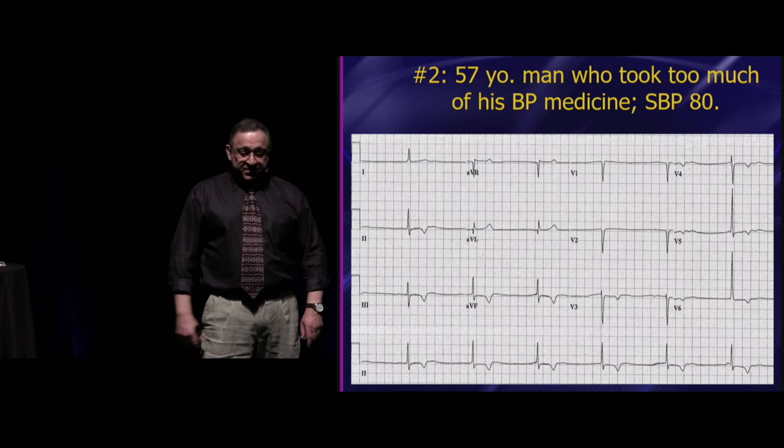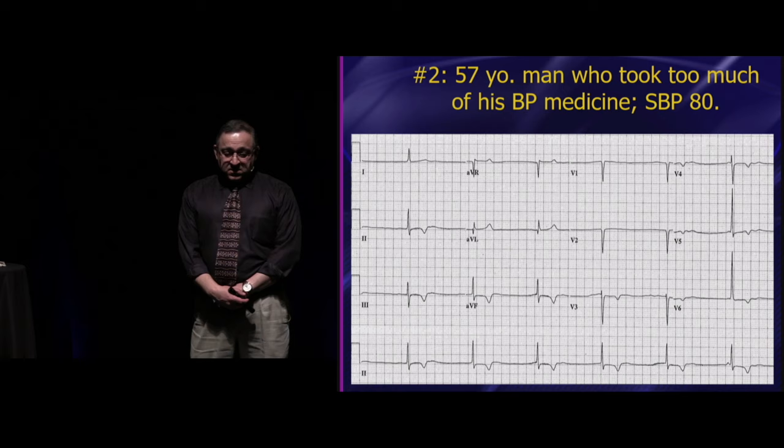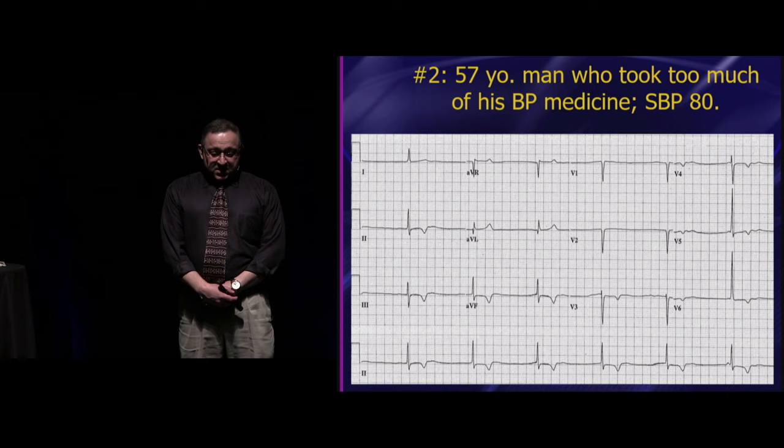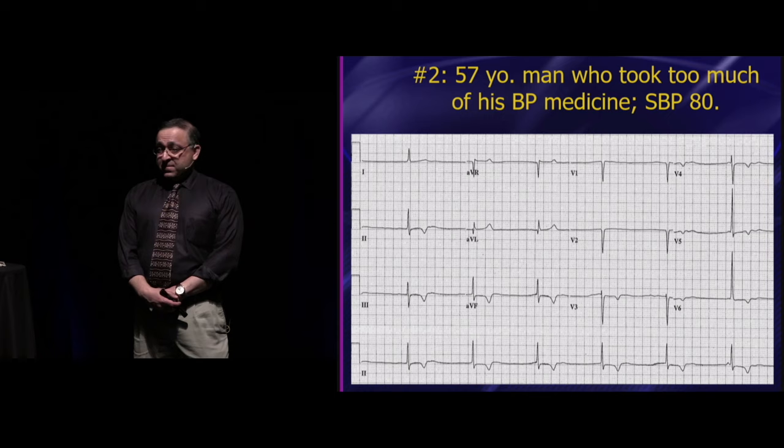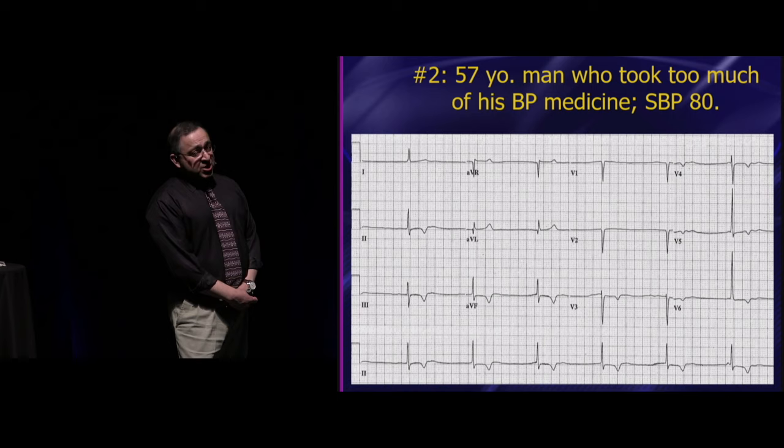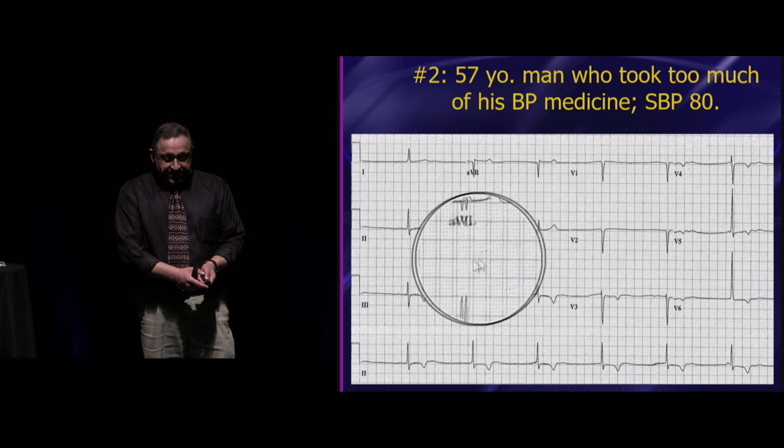Here's a 57-year-old guy who took too much of his blood pressure medicine. So he has a slow rhythm. And it's narrow, so automatically we can take ventricular escape off the map because it's narrow, right? If it's slow, it's either sinus brady or a junctional rhythm. Junctional, good, exactly. So this is junctional rhythm, and you see that there's no P wave down here.